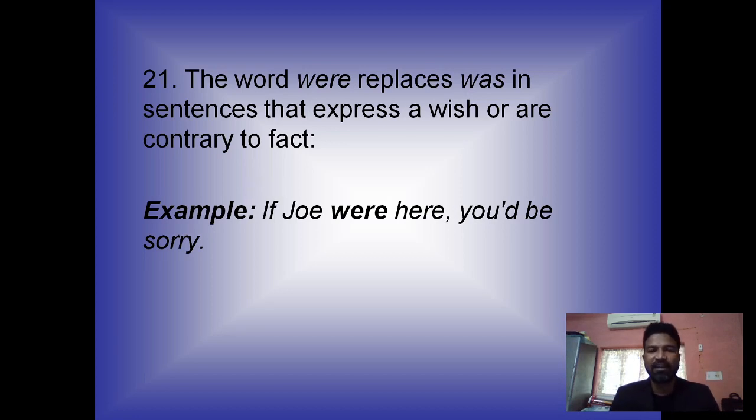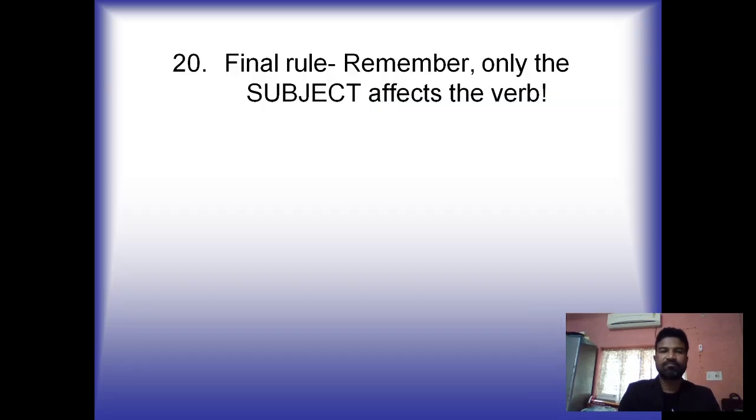So, this particular expression, whenever you are trying to express a wish or something which is contrary to the fact, in such cases, we use if I were, if he were, if she were. We don't use singulars. And there is another final rule, remember, only the subject affects the verb. Am I clear? But before this, I want to tell you one more rule I happened to miss here. I'll probably edit it later. Remember, the rule is this one.